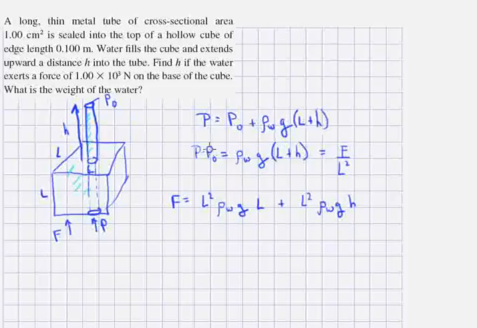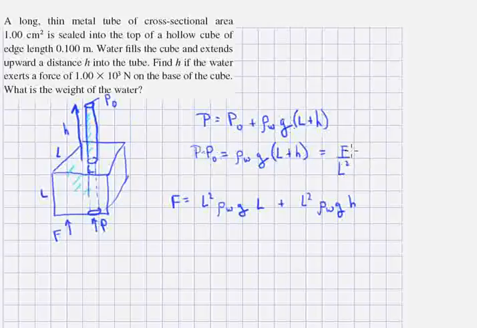And so what we really want is P minus P naught, because that's going to represent the pressure from the water alone. So P minus P naught is this term, and that has to be equal to the force divided by the area of the base of the cube, which is L squared.